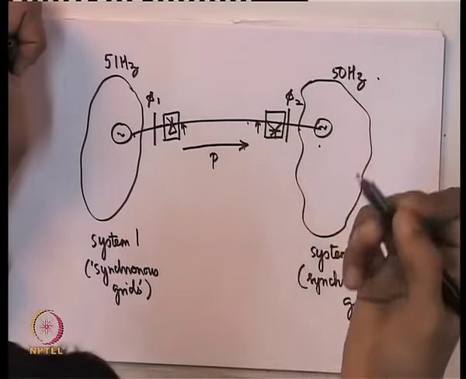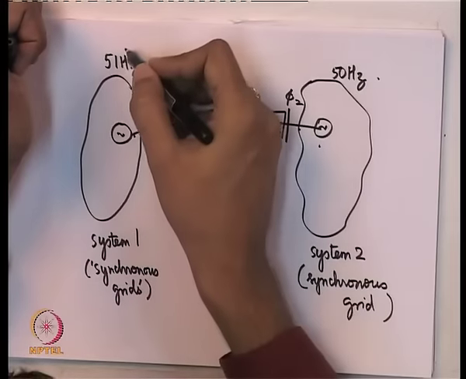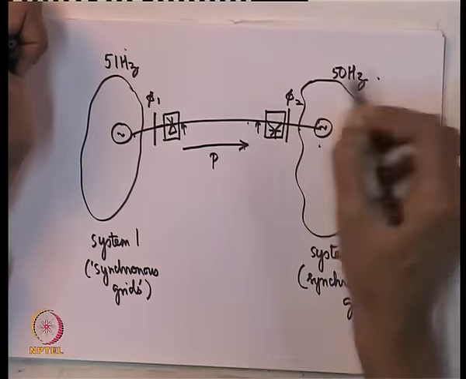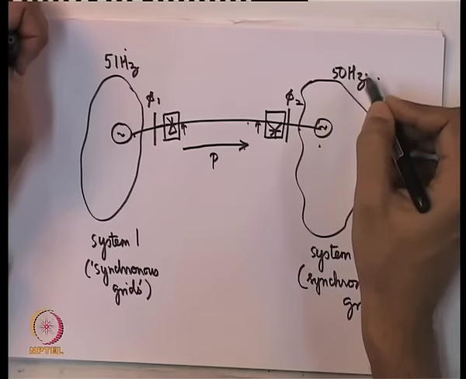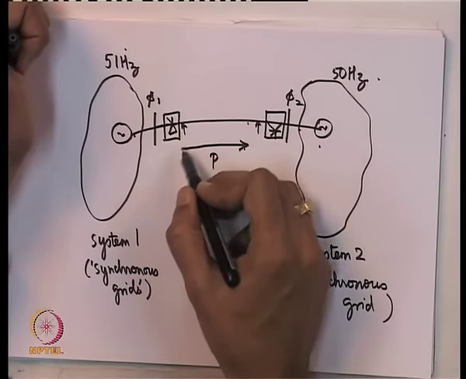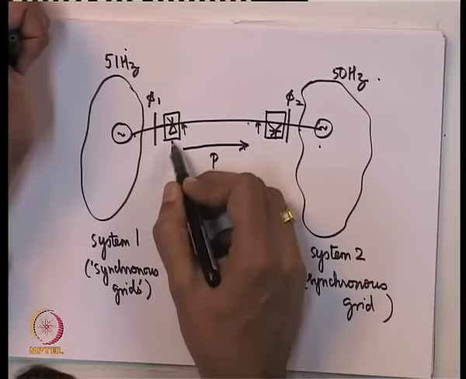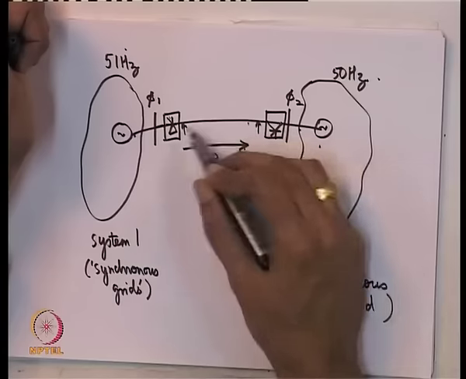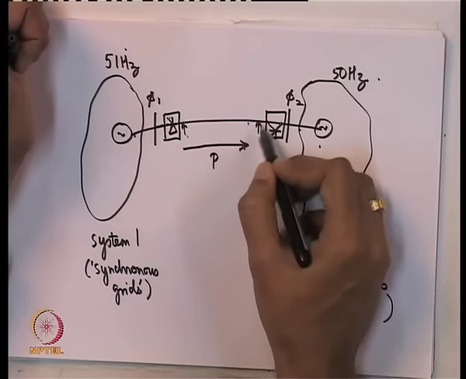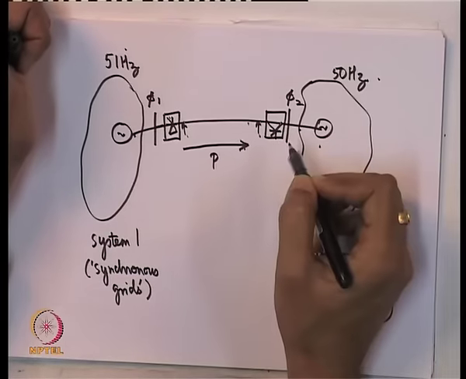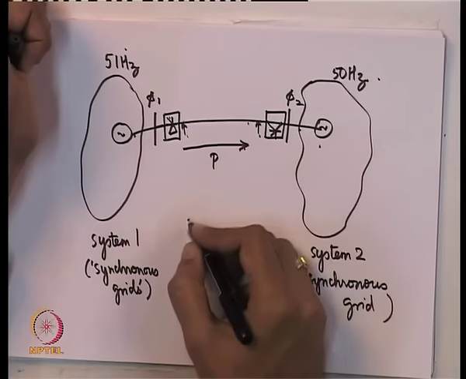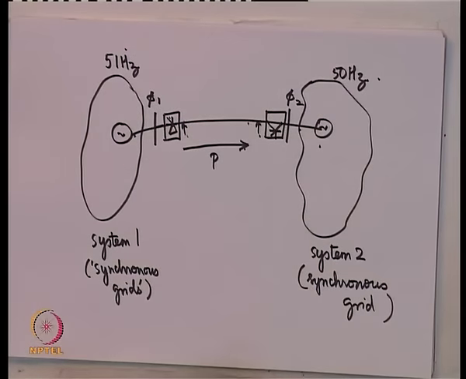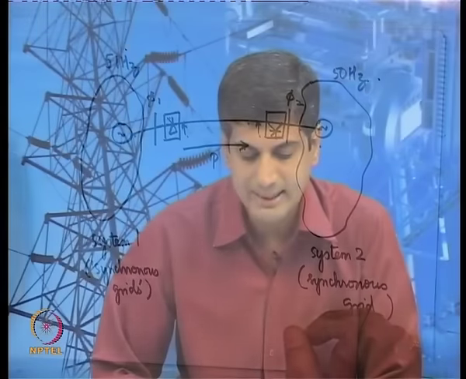So in fact, you can operate stably with this at 51 hertz and this at 50 hertz or any other pair of frequencies. The power flow will not fluctuate. In fact, the power flow can be maintained constant by controlling the firing angle of these rectifiers, which in turn control the DC voltage at the two ends of the DC line. So this is what is known as an asynchronous link. So remember, you can have an asynchronous link in case you have what is known as a DC interconnection.